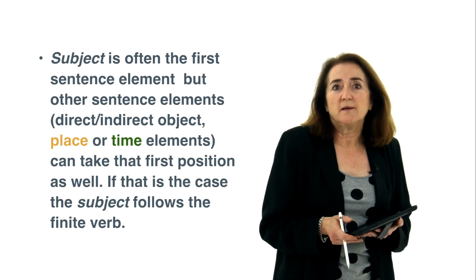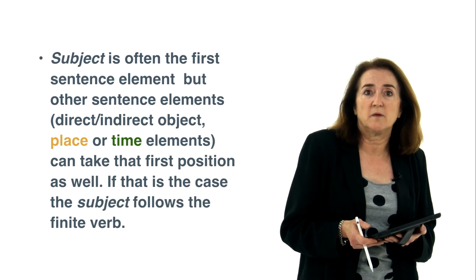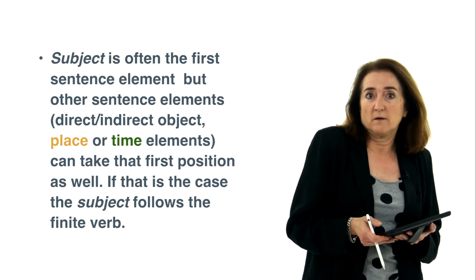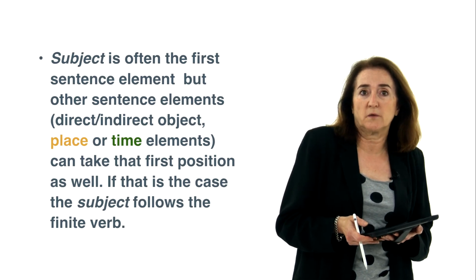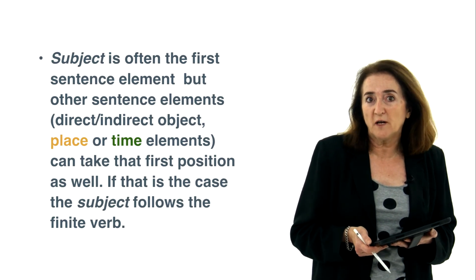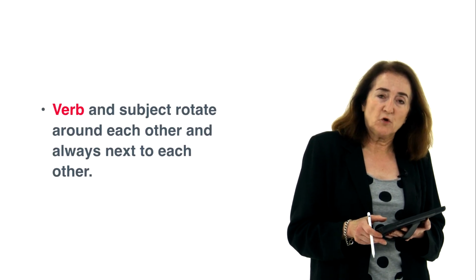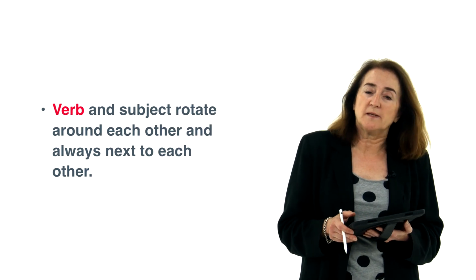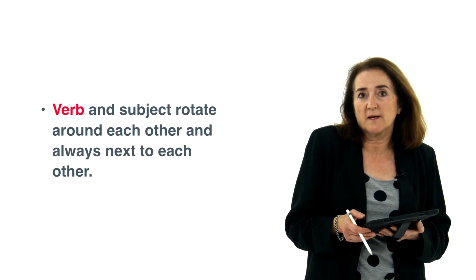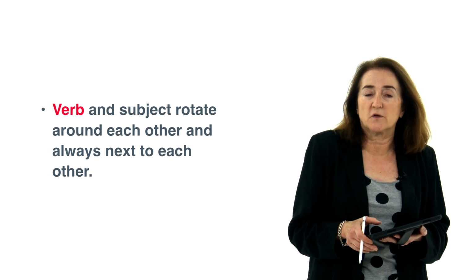So subject, like we said, is often the first element, but other sentence elements can take its place or can take the first position as well. We already said which ones those are. It's in parentheses. If that is the case, the subject follows the finite verb. So verb and subject in a German sentence basically rotate around each other: either the subject is first, or the verb is first, and then the subject is right next to the verb. They're always next to each other, which is also useful to know.